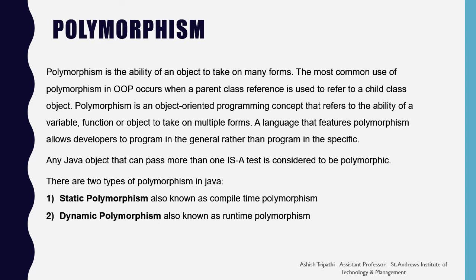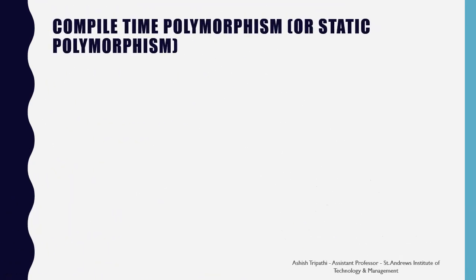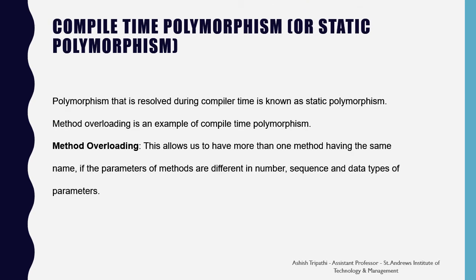There are two types of polymorphism in Java: static polymorphism, also known as compile time polymorphism; and dynamic polymorphism, also known as runtime polymorphism. Now let us study compile time polymorphism. Polymorphism that is resolved during compile time is known as static polymorphism. Method overloading is an example of compile time polymorphism.